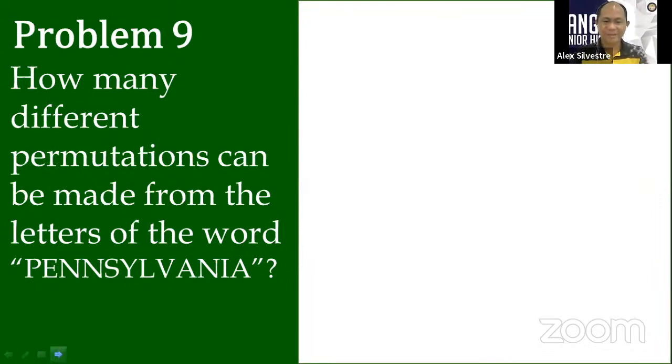Sige, bigyan nyo muna ako. What will be the value of your n? Ano kaya ba nasa numerator? Ilan kaya dyan? Ayan, 12 daw. Okay, thank you. Sige, ilagay ko 12. So, 12 factorial kaagad yun. Yung may mga repetition. Okay, anong letter? At saka indicate kung ilan para makita ko sa chat box kung tama yung na-input ninyo para yun ang ililipat ko dito sa ating board.